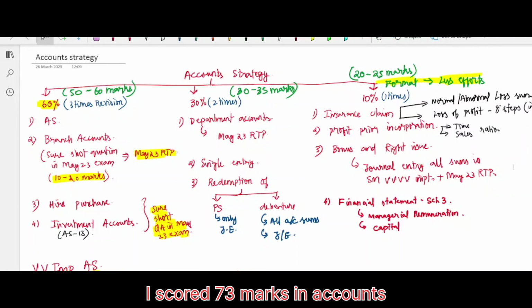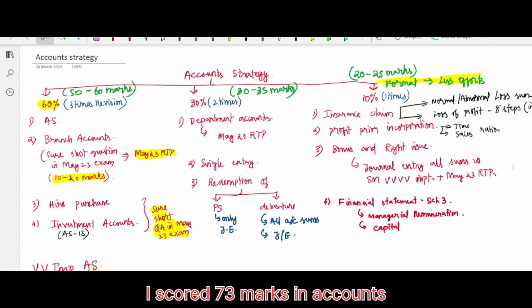Okay, nothing else you need to go through. Okay, and in redemption of debenture, all you have to do is open the debenture account, then the 10% debenture account, all the format related sums. You go through it once, and journal entry sums are also very important in debenture.